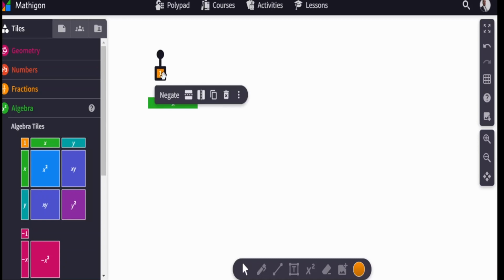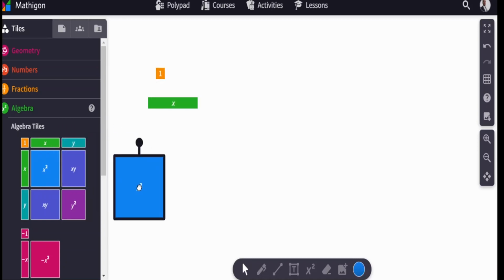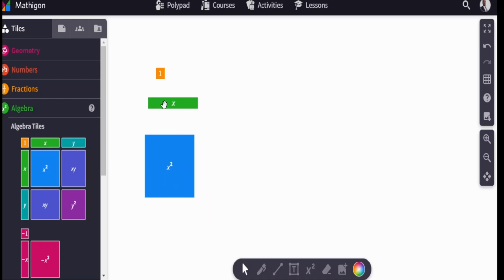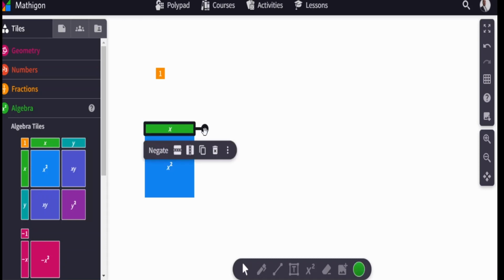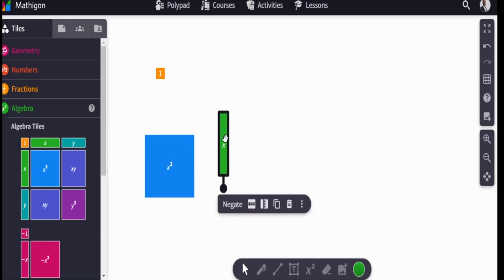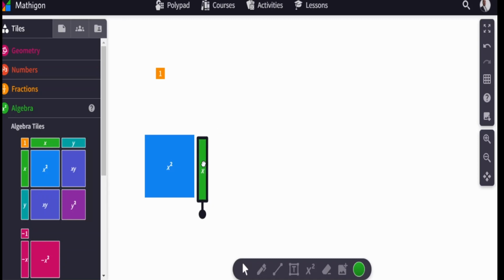Then we come to the X squared tile, and this one too, each side is x units long, so the length is x units and the width is also x units. The length and the width are the same, and this makes it a square of area x squared. Each tile also has 2 different colors.